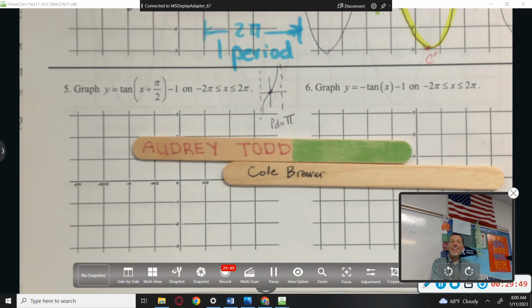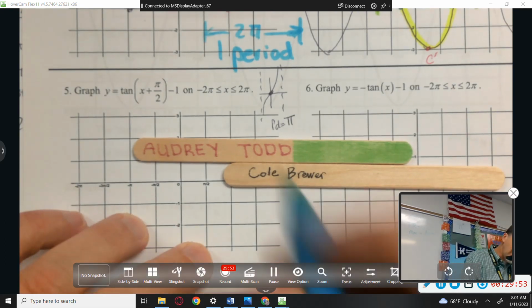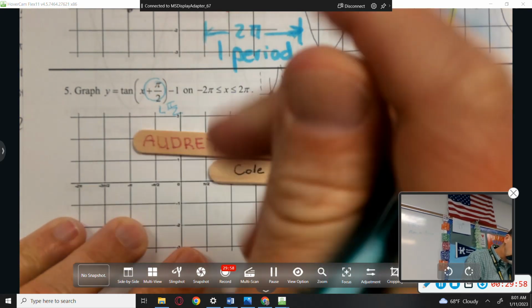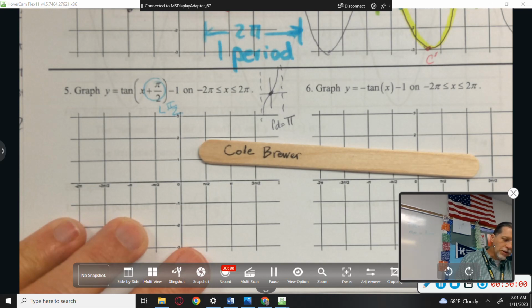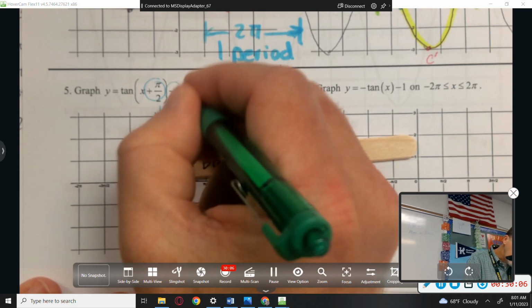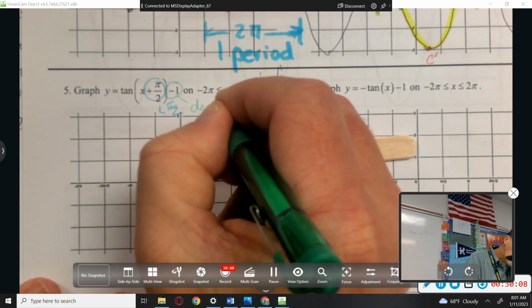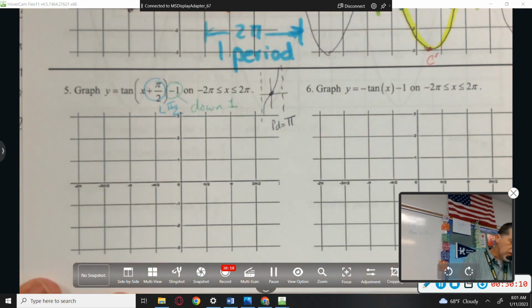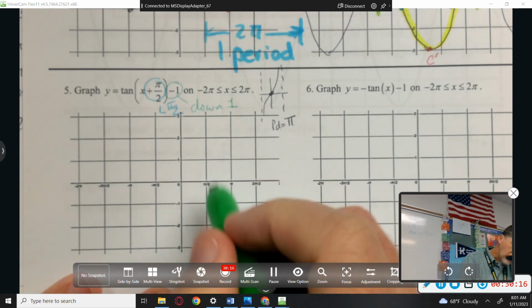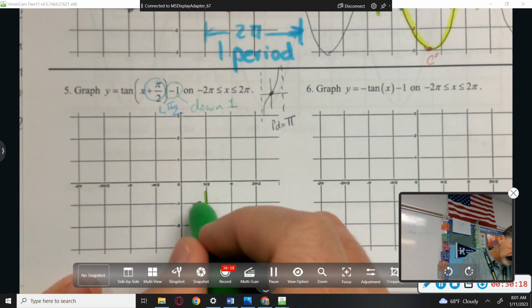Left pi over 2. Look at that. Yes. Left pi over 2. Cole, what's the answer to the question that I'm not even going to ask you? Down 1. So left pi over 2, down 1. That's going to be my new origin. Left pi over 2, down 1.